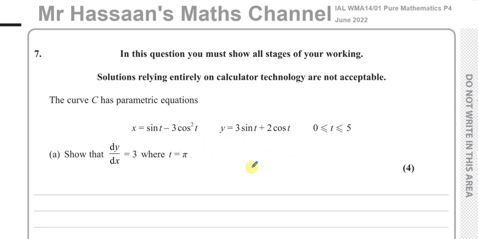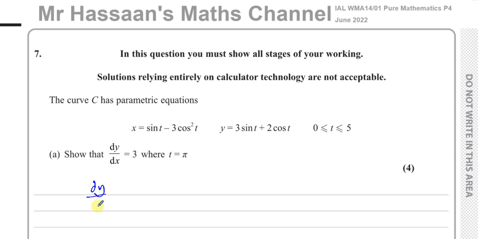All right, now the question asks us to show that dy/dx equals 3 when t equals pi. So we have to find dy/dx. Now we don't have y in terms of x. Changing this into a Cartesian equation, where you've got y equals some function of x, is not going to be very easy here. So what we're going to do is find dy/dx using parametric equations.